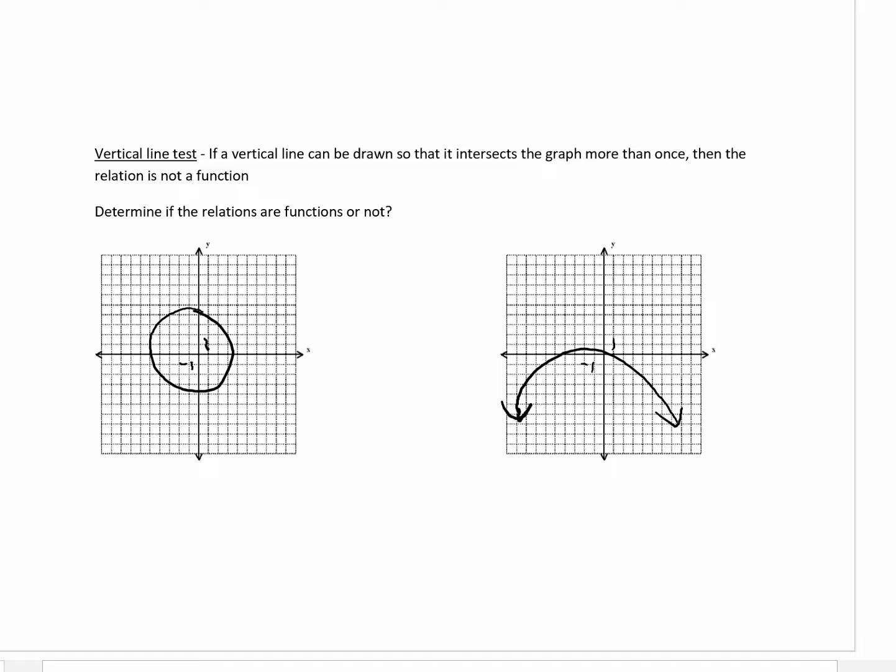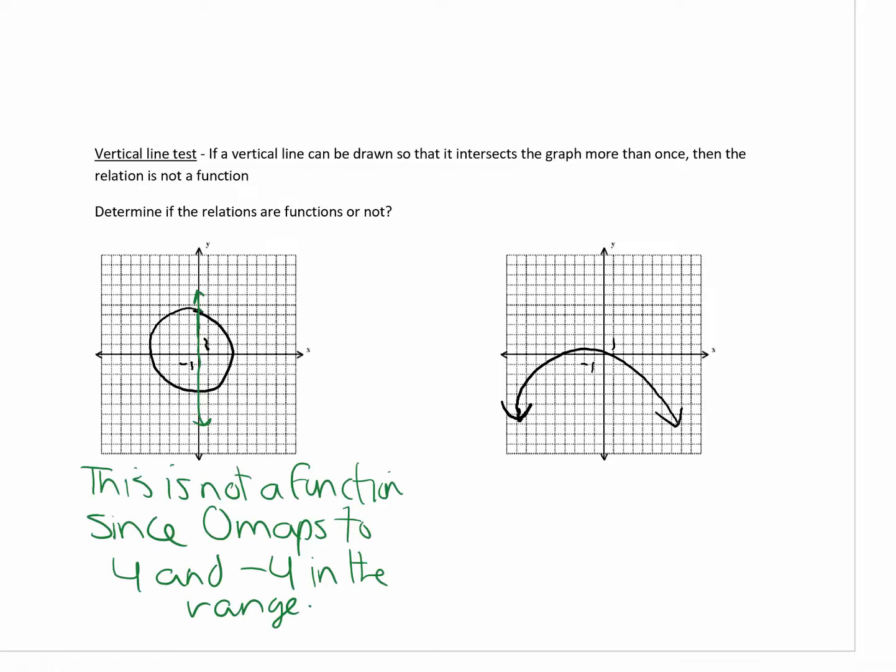So when we look at the circle, we can tell very quickly, here is a vertical line I can draw. Okay, so this is not a function because 0 maps to 4 and -4 in the range. And this vertical line shows me that 0 maps to 2 different values in the range.